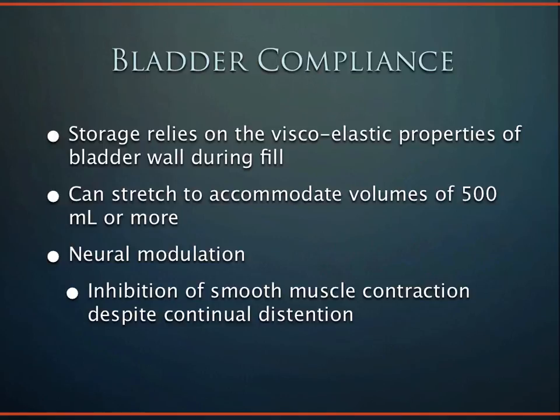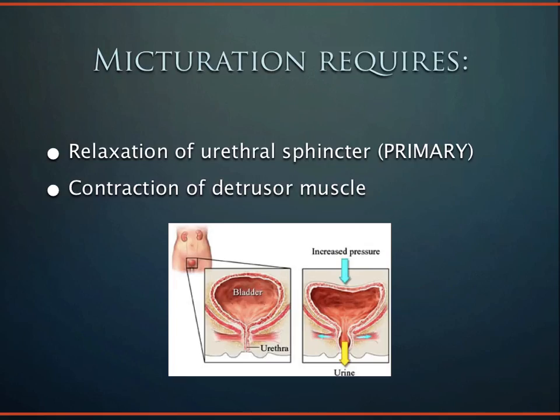And the other thing about the bladder is that its compliance is amazing. It relies on the viscoelasticity properties of the bladder while it's filling up. It can expand to 500, 600, 700 cc's. My record in my emergency department is a patient had 1,400 cc's of urine in their bladder, and it's the inhibition of that detrusor action that occurs through some complex neural modulations that allows that bladder to fill to those gigantic volumes.